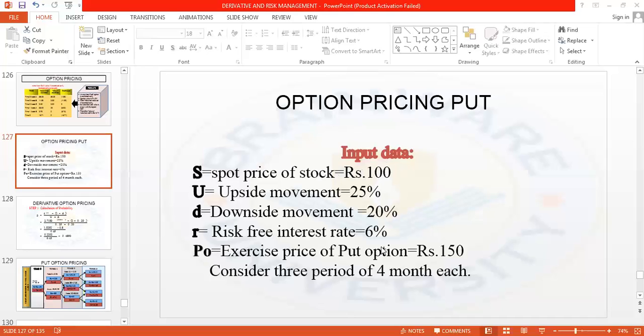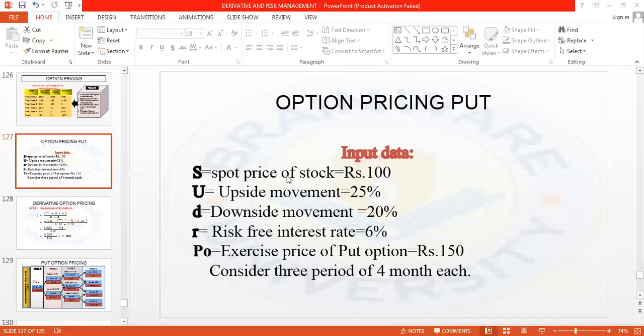And P0 is the exercise price of the put option. Previously we considered this figure as X0, but here we are considering P0. You can use X0 or P0 interchangeably; both symbols are available in different books. Here we are using P0 to indicate the exercise price of the put option.